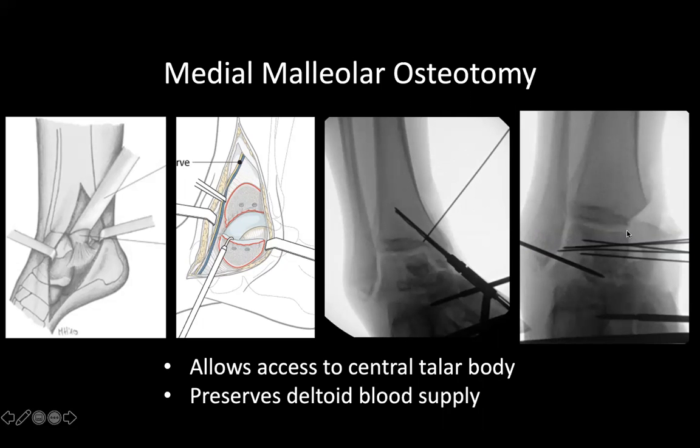You see here on the right a talar body fracture with a bunch of wires in it, which you could never do with the medial malleolus in place. So you fix it and then close it back up.